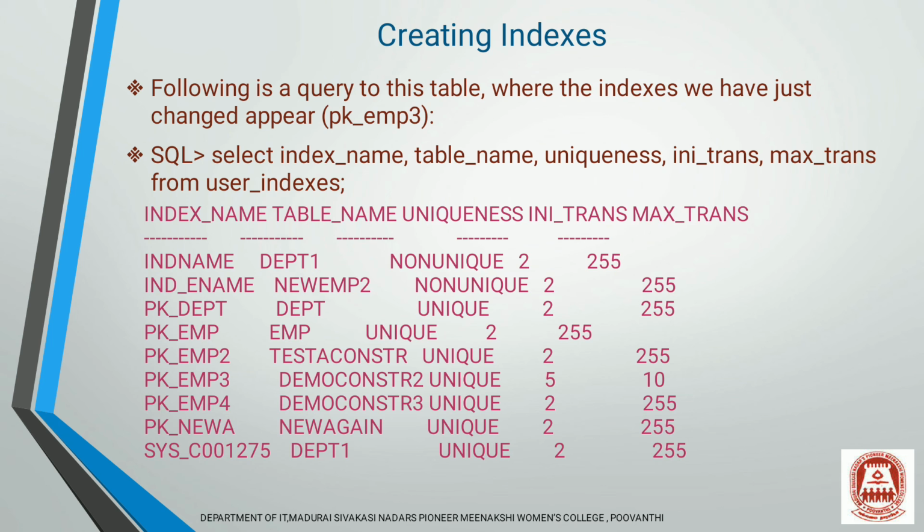Next we are able to get the information related to that index, that is the index name, for which table the index is created, whether it is unique or non-unique, and the initial and maximum transaction. Everything is represented here.